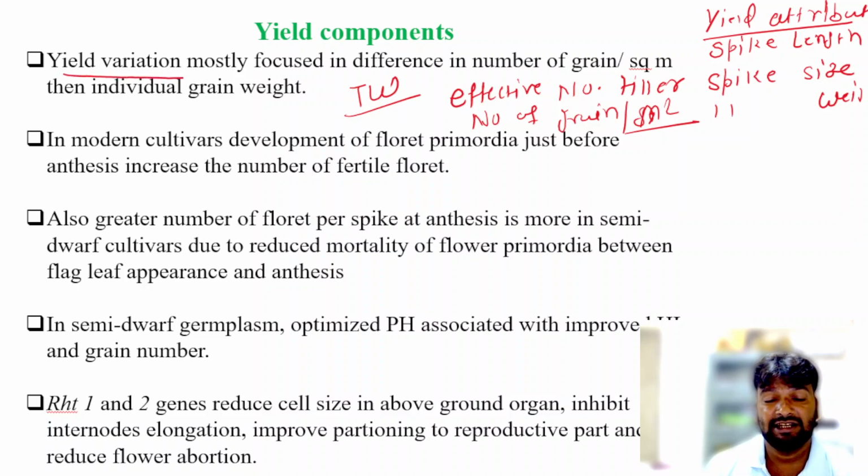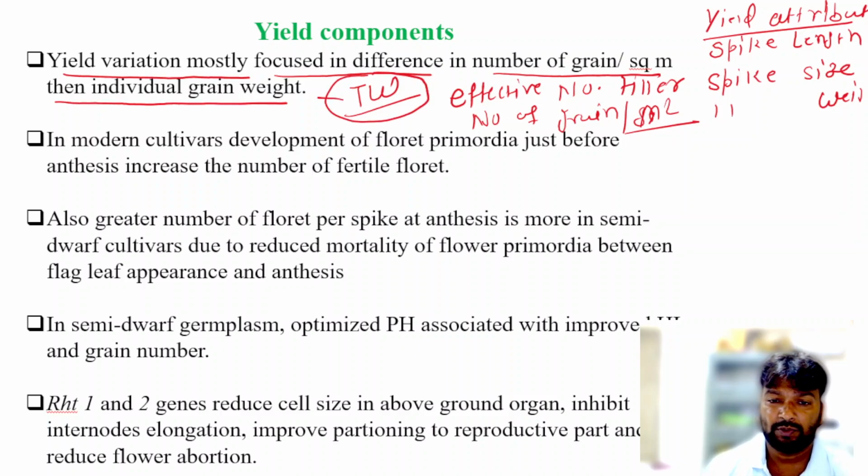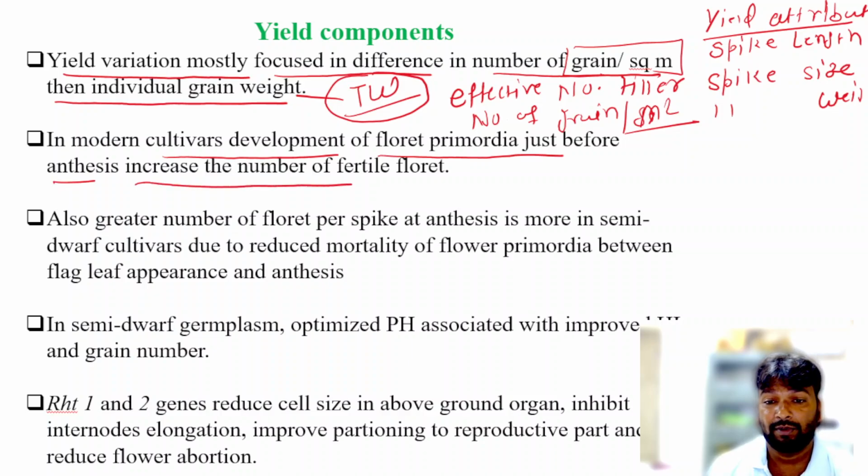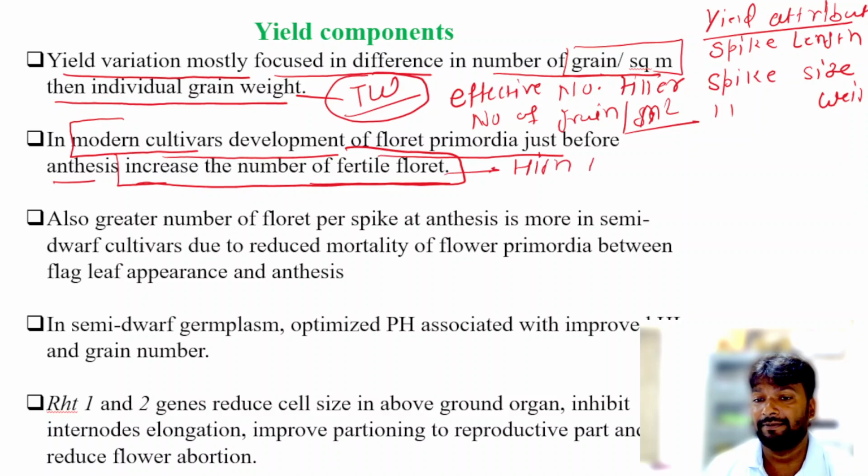But the yield variation in the wheat crop is mostly focused on the difference in number of grains per square meter rather than the individual grain weight. So test weight is mostly not focused, but grain number per square meter is mostly associated with the yield. In modern cultivar development programs, the floret primordia just before anthesis increase the number of fertile florets. Okay. So friends, in the modern cultivars, there is an increase in the number of fertile florets which causes the higher yield. Okay.